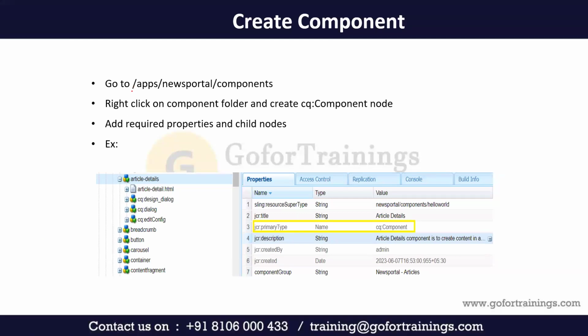So we are going to create a new component under apps, news portal, components. By default, we should create all the components under apps, news portal, components only. Even outside we can create, but it is not recommended. For better organization, we have to create all our components under the apps, news portal, components folder.